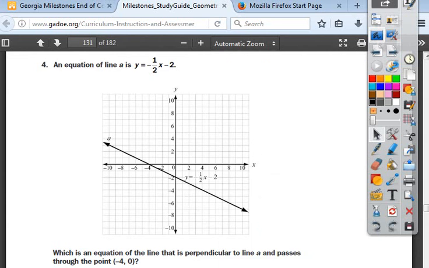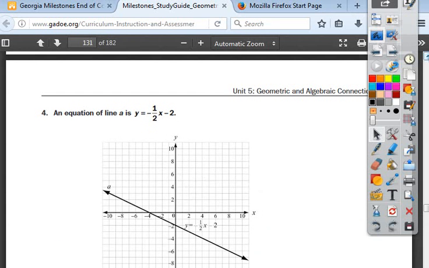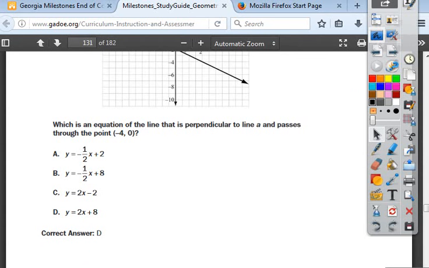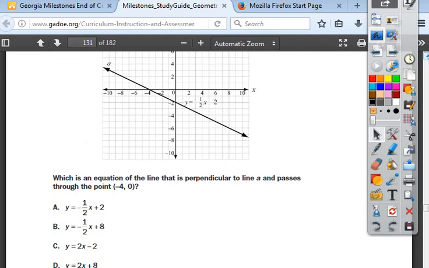What would the slope be right here? Negative 1/2. All right, now look at this right here. It says, which is an equation of the line that is perpendicular to the line and passes through the point -4, 0. Which one of these can I eliminate? B and A. Why? How can I eliminate them? How do I know that they're not going to be the answer?